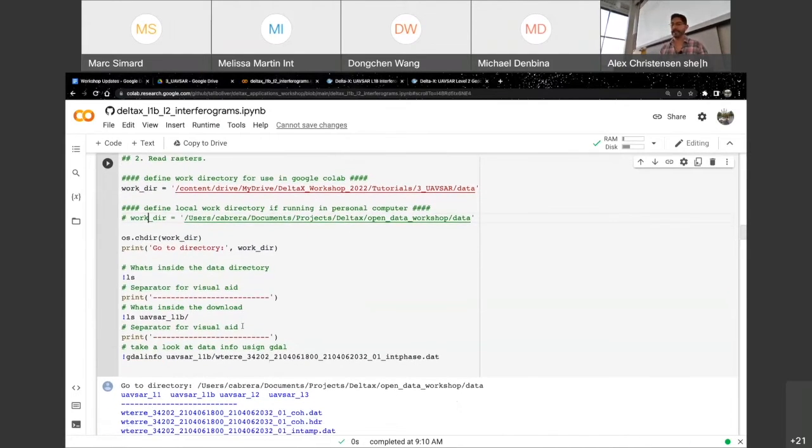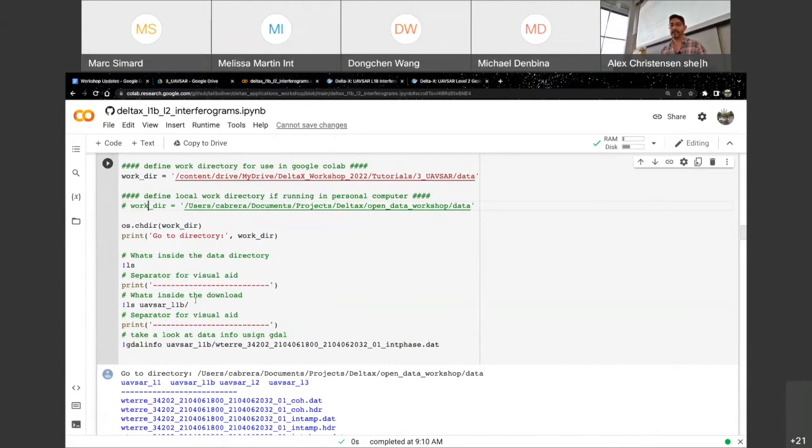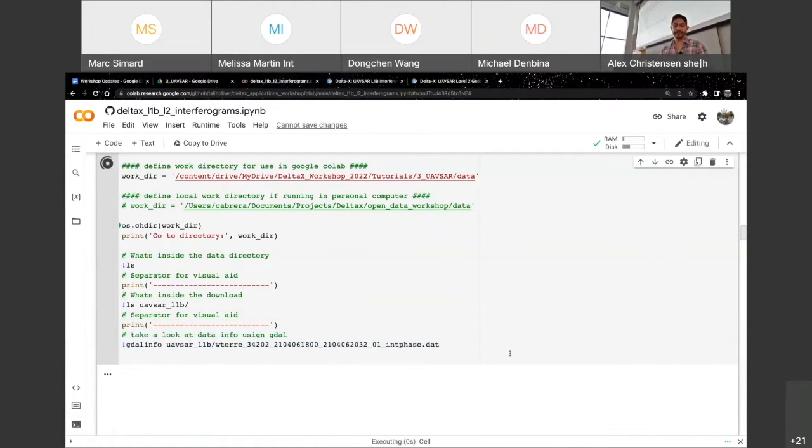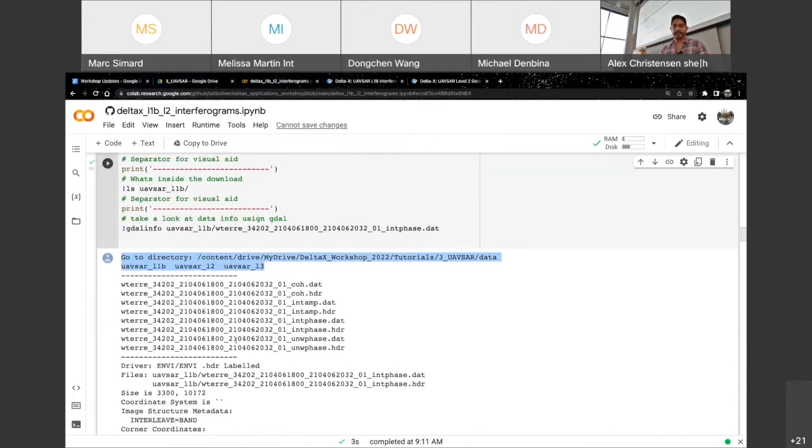So, and what am I doing in this cell? I'm just inspecting again what is inside the folder and what is inside the L1B in this case, just to take a look. And just as we saw before in the other exercise, I'm going to use gdalinfo to see the information of this raster. So I run this. So we see what you guys already know, which is what is inside our data folder. Now we want to take a look at what is inside L1B. Okay, my sample data set of L1B is here.